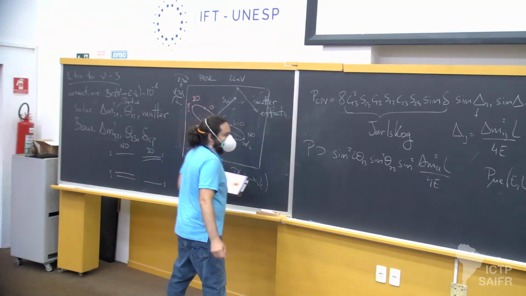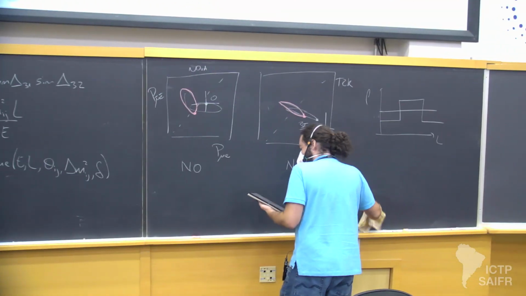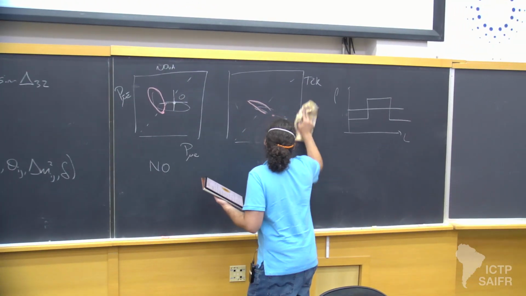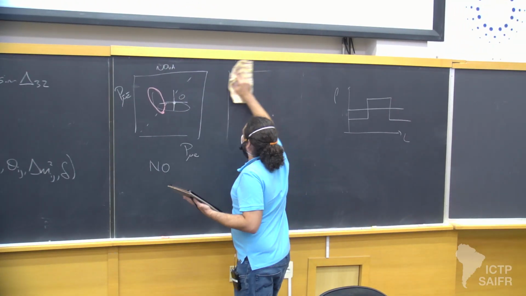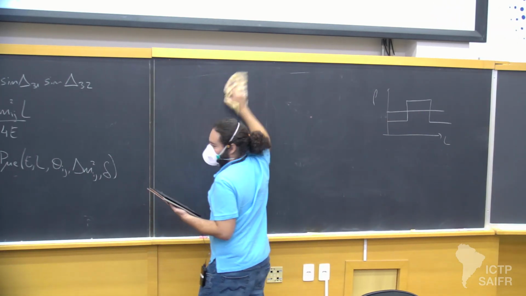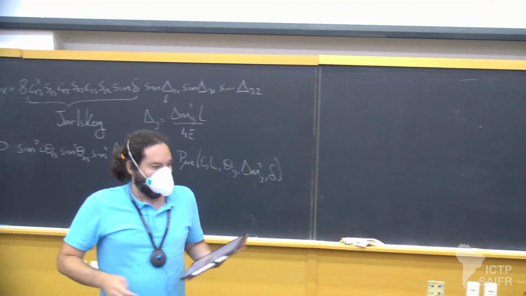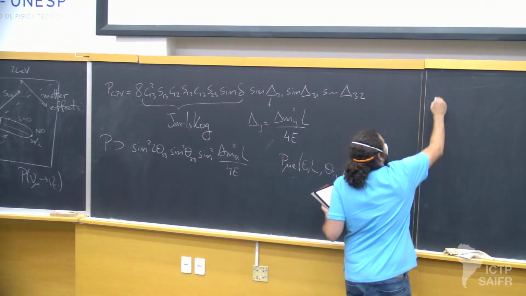So, all right, I'm done with beam neutrinos. Let me just tell you a little bit about atmospheric neutrinos and reactor neutrinos. And then, if time allows, I'll do actually one calculation. Does time allow? Do I have time? Okay, cool. All right, so atmospheric neutrinos.